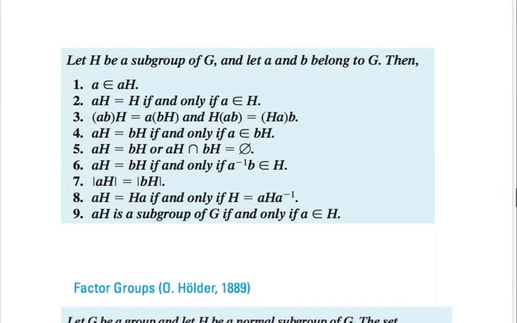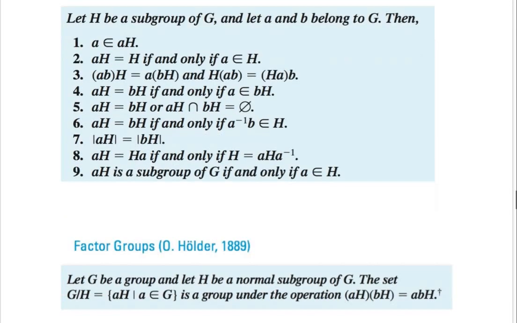So we're talking about subgroups and factor groups and stuff. In relation to cosets, if H is a subgroup, then of course we had all of these properties. A is of course an element of the coset formed by AH. AH is equal to H if and only if A is an element of H.